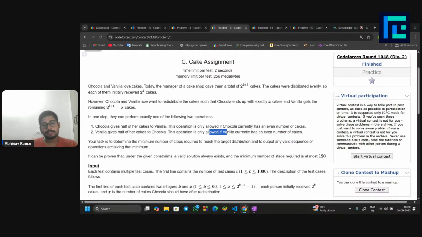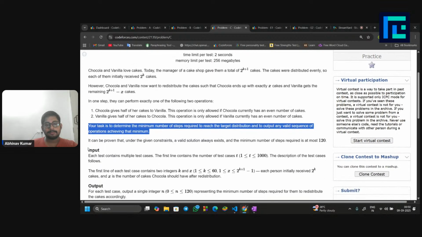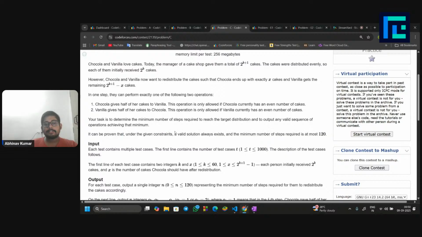Your task is to determine the minimum number of steps required to reach the target distribution and to output a valid sequence of operations achieving that minimum. It can be proven that under the given constraints, a valid solution always exists in less than or equal to 120 steps. You don't need to prove that, it's already given in the question, so you can assume that it is always possible.